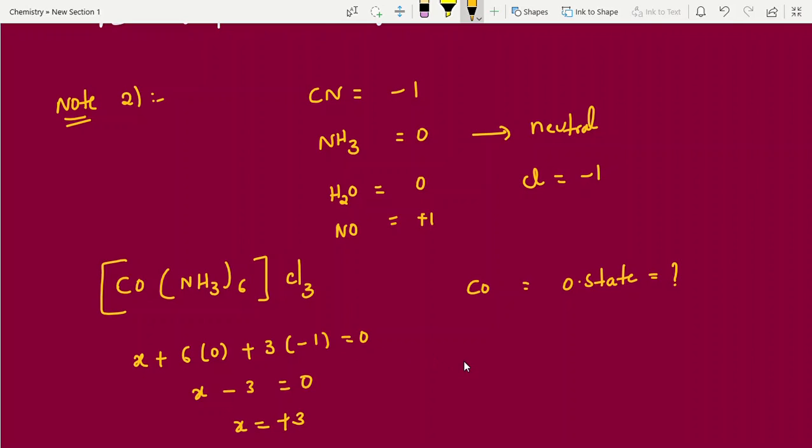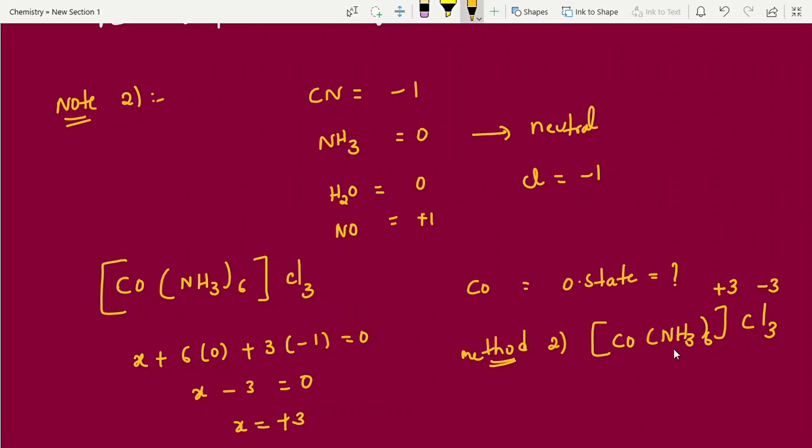Or method 2. You can check it, students. Method 2. How easily you can do. Co(NH3)6 Cl3. How many chlorines outside? 3. This is -3. What about this one? +3. +3, -3 gets cancelled. Overall compound value must be 0.